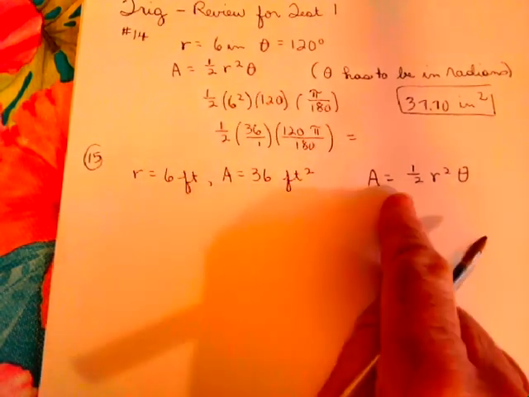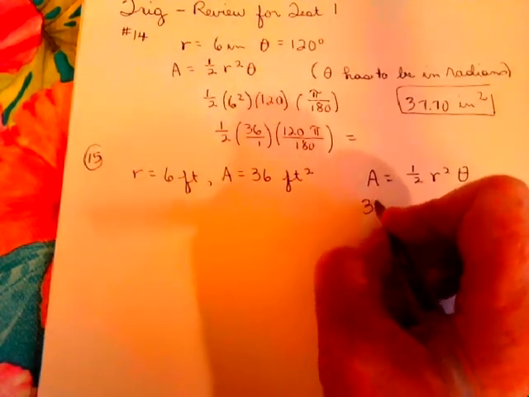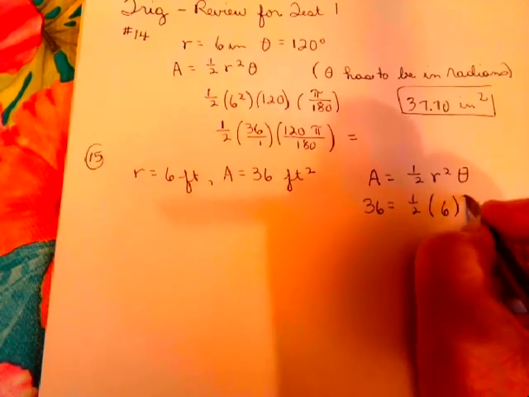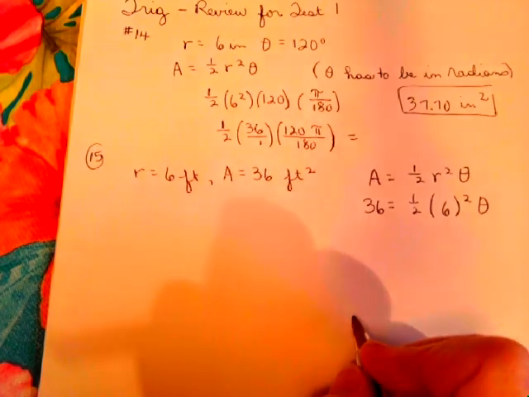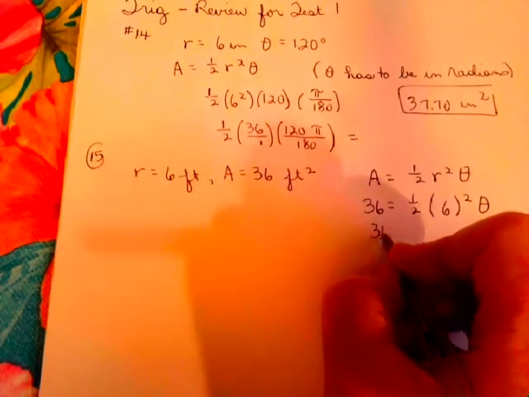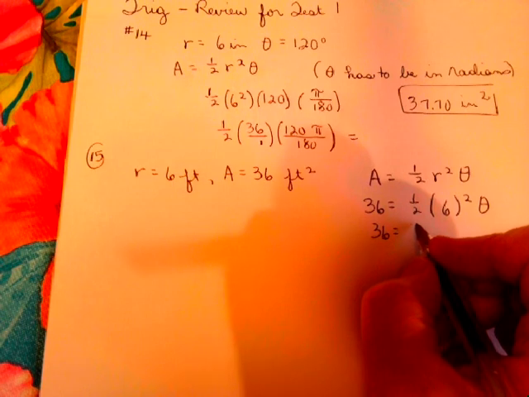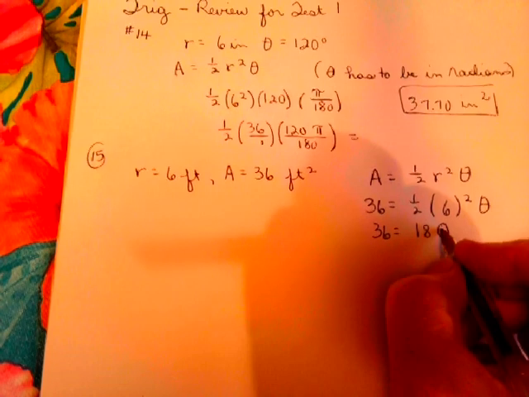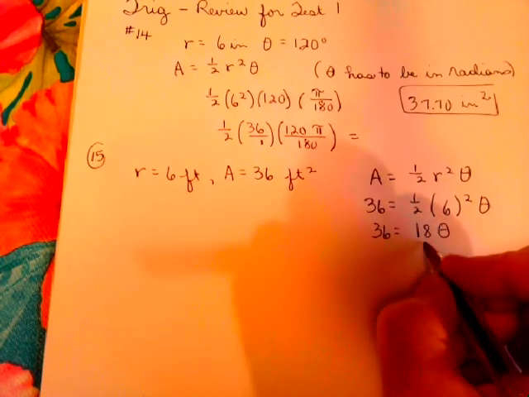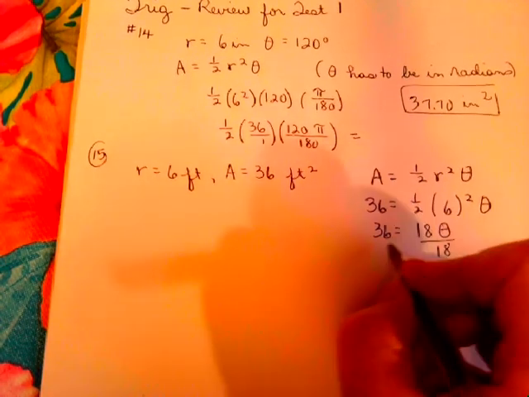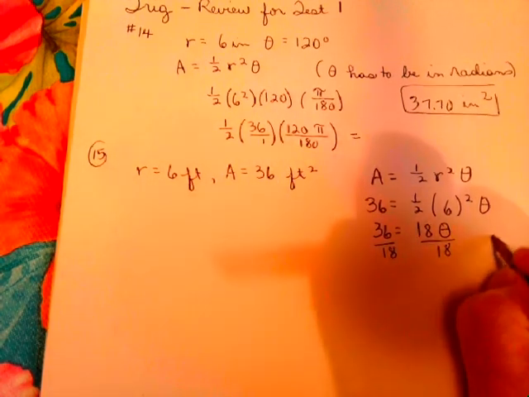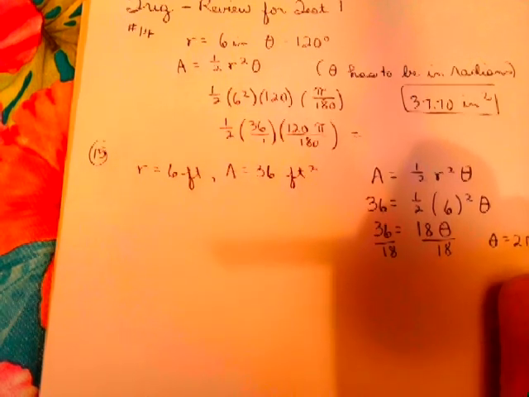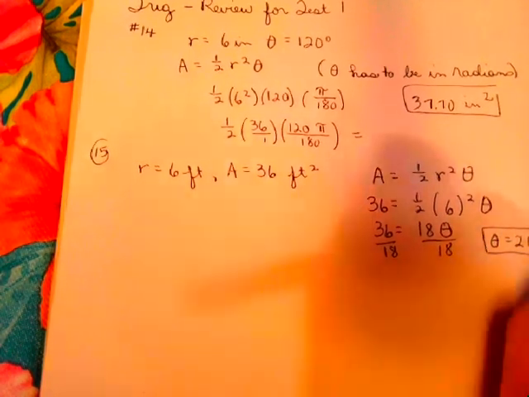Substituting the values given into this formula, I have 36 equals 1/2 times 6 squared theta. 36 equals 1/2 of 36. 1/2 of 36 is 18 theta. Divide both sides by 18. Theta equals 2 radians, because in this formula theta is in radians.